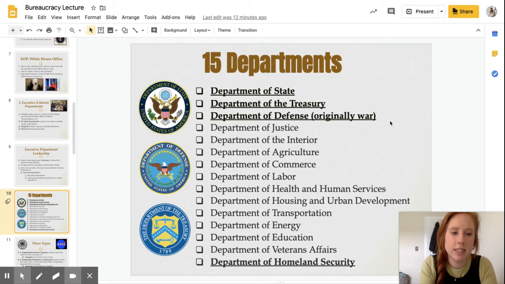Health and Human Services, that's going to be healthcare, what we offer. Housing and Urban Development, that's going to be like city ordinances, things like that. What do we condemn to a certain extent? How do we offer housing that's affordable? Transportation, again, they're going to deal with things like how do we provide, how do we build, how do we fund public transportation, roads, things like that. Department of Energy, that's ever evolving. Education, Veterans Affairs, and then again, post 9/11, we have Homeland Security.